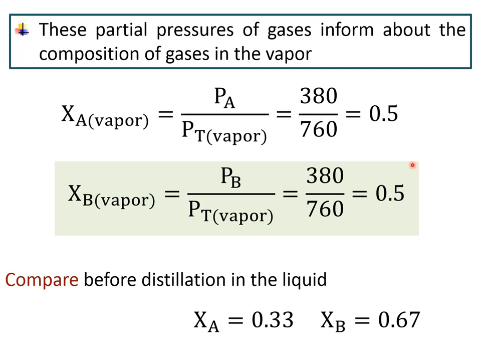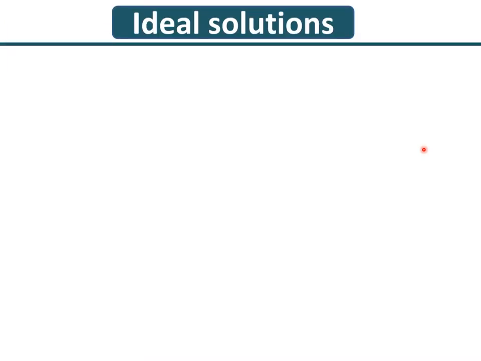So now we could concentrate A more in the vapor phase. And if you repeat the condensation and the distillation again and again, the composition of A will be more and more concentrated until you reach a mole fraction of A equal to 1 and a mole fraction of B equal to 0. At that point, you could completely separate A from B. This is the significance of fractional distillation. And this is actually the case for ideal solutions.